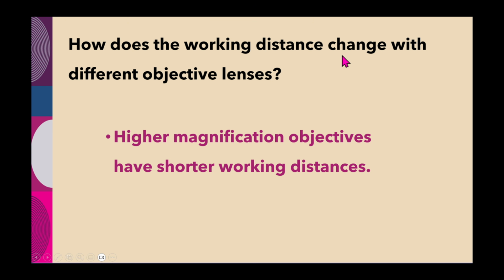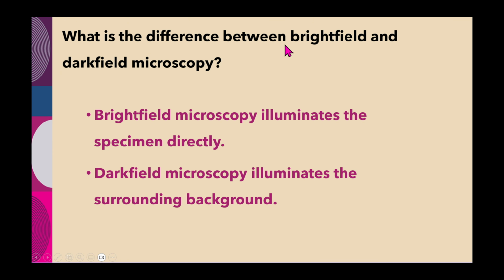How does the working distance change with different objective lenses? Higher magnification objectives have a shorter working distance, because the higher magnification objective is larger in size, so the working distance will be reduced. What is the difference between bright field and dark field microscopy? Bright field microscopy illuminates the specimen directly. Dark field microscopy illuminates the surrounding background.